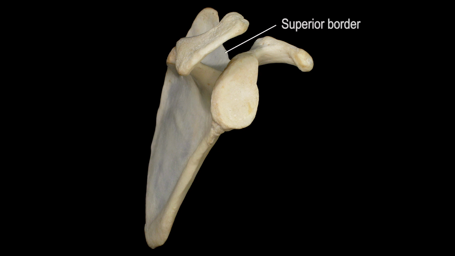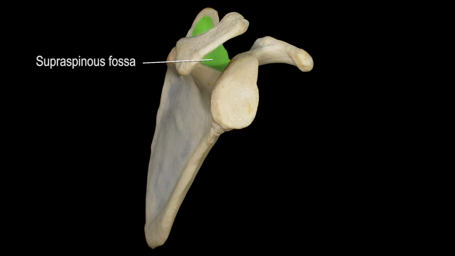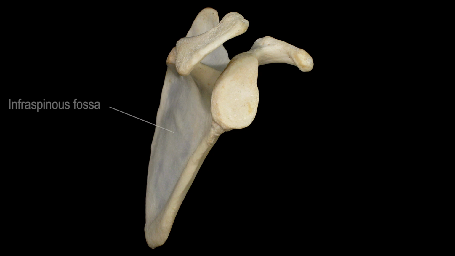Up in here, peeking out just a bit, we can see the superior border of the scapula. The inferior belly of omohyoid attaches onto the superior border. Here we have the supraspinatus fossa, the proximal attachment for the supraspinatus muscle. Down here, we have the infraspinatus fossa, the proximal attachment site for the infraspinatus muscle.